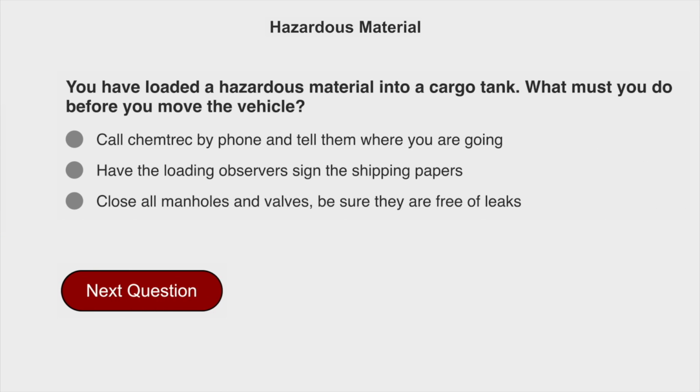You have loaded a hazardous material into a cargo tank. What must you do before you move the vehicle? Close all manholes and valves. Be sure they are free of leaks.